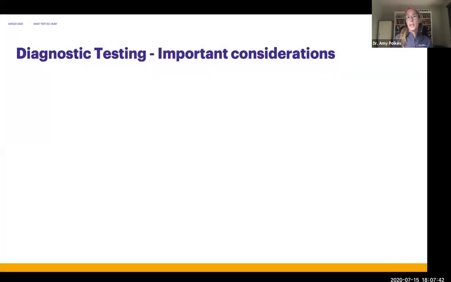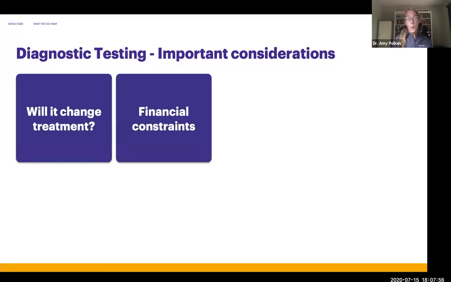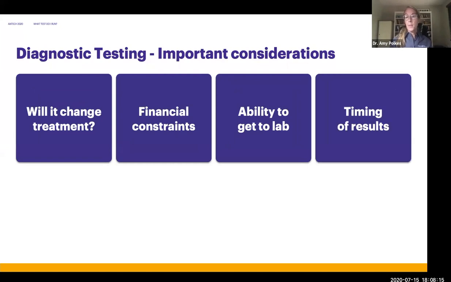Some of the important considerations that I think about, and people ask as well, would be: is this going to change the treatment? So if we're running the test, is it going to make a change as to what I'm going to do with the horse? There are always financial constraints that have to be considered when we're trying to decide which test to run. Sometimes we can run everything. Sometimes we have to pick and choose. Ability to get that sample to the lab. Again, is it a weekend? Is it late at night, etc.? The timing of the results. By the time the result comes back, is it going to have a positive impact on how I'm going to treat the horse?